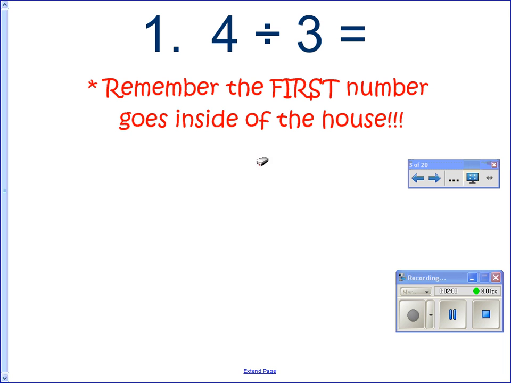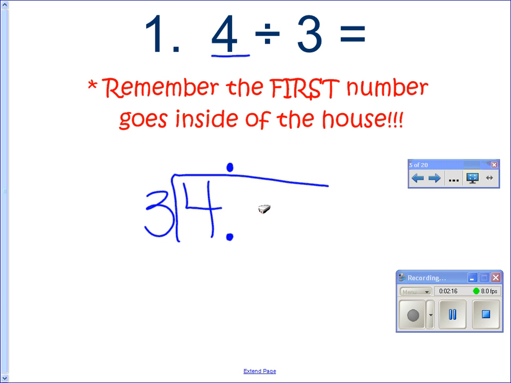This one is 4 divided by 3. So 4 is the first number. It's going to go inside of the house. The 3 is going to go on the outside. If you don't see a decimal in the number, remember it goes at the end. So the decimal goes behind the 4, and then you move it straight up. Now you can just start dividing.